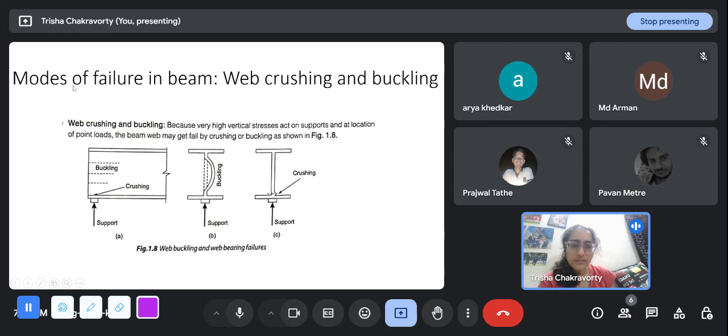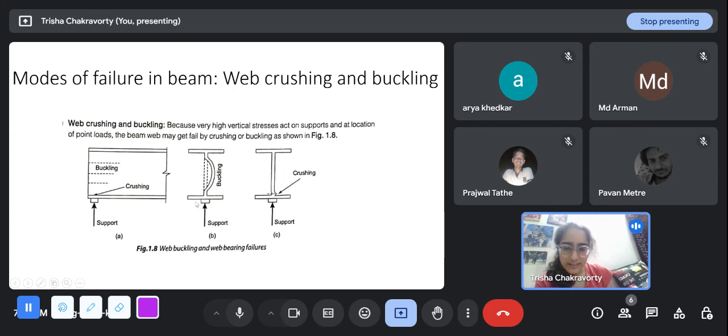And there is another called web crushing and buckling. This is the term they use in codes. So web crushing and buckling is also a design criterion because high vertical stresses act on supports, and at locations of load points, the beam web may fail by crushing or buckling.